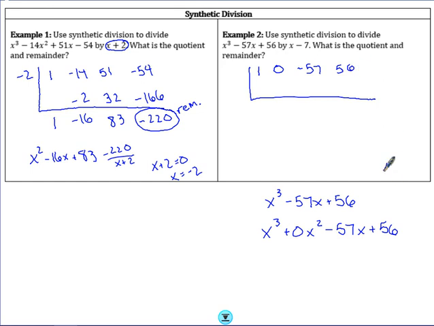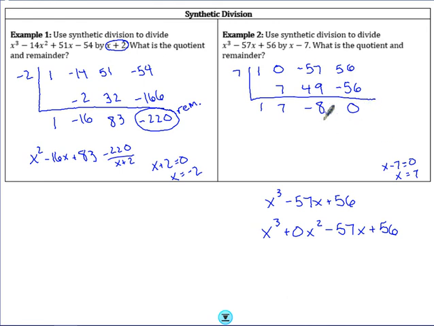Okay, x minus 7 equals 0, so x equals 7. That's my number that's going to go here. All right, bring my 1 straight down, multiply by 7. 7 times 1 is 7. 0 plus 7 is 7. 7 times 7 is 49. And -57 plus 49 is -8. 7 times -8 is -56. 56 plus -56 is 0. So that means this one has no remainder.